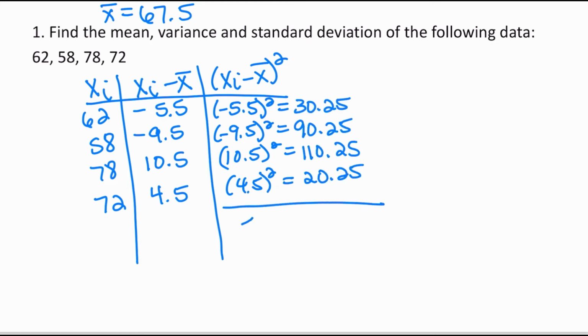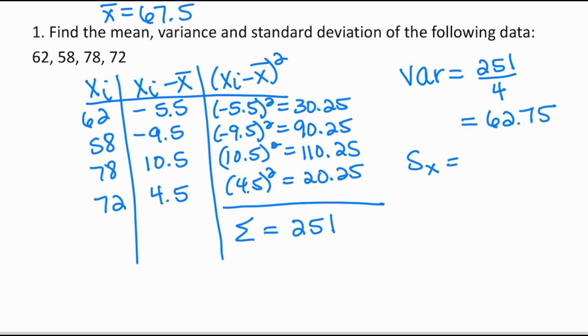So now I'm ready to get the sum of this last column, which is 251. In order for me to figure out the variance, it's going to be the sum 251 divided by 4, which is n, and that's going to equal 62.75. Standard deviation is going to be the square root of the variance, so it's basically going to be the square root of 62.75, which is approximately 7.92.